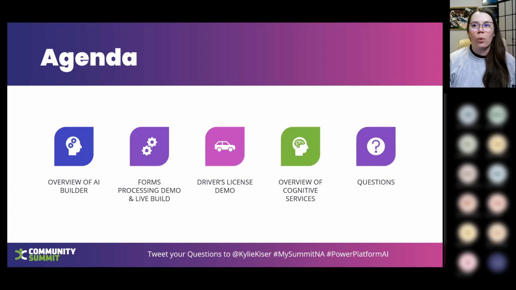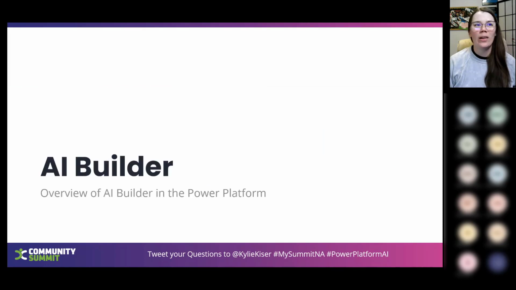So what we're going to work through today is a high-level overview of what AI Builder is. We're going to walk through a demo of the forms processing capabilities. We're going to do a driver's license demo, which some of you saw previously at this chapter a few months ago when Steve was here. Then we're going to talk about an overview of cognitive services, and then we're going to answer any questions. You do not have to tweet your questions to me. You could just ask me. And I'll check in the chat towards the end of the session too to make sure I catch any that are there.